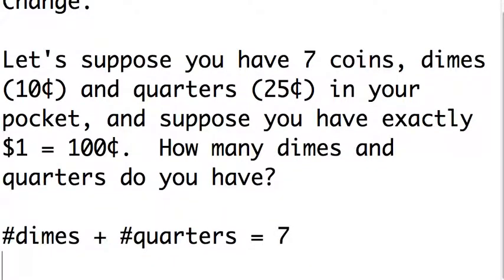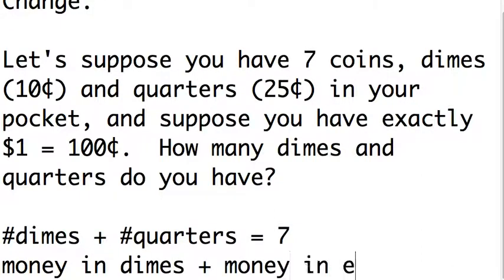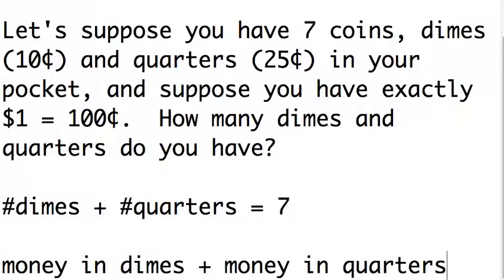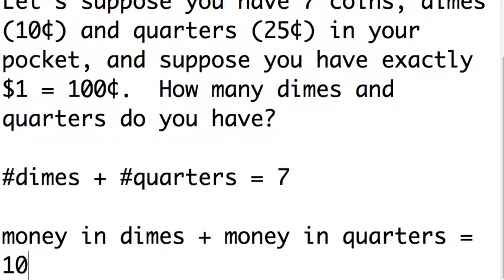And, well, what is the other bit of information we have here? We know exactly how much money we have in dimes and quarters. We know that the amount of money we have in dimes plus the amount of money we have in quarters is equal to 100 cents. So the number of cents, the money we have in dimes plus the money in quarters is equal to 100. Well, how much money do we have in dimes?